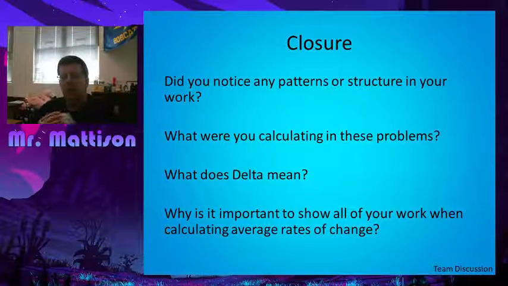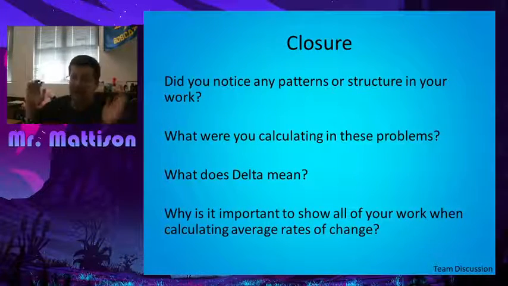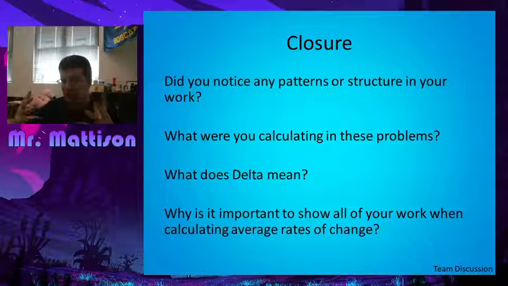All right, so in these problems, we're calculating the average rate of change, right? So we're taking the starting amount, the ending amount, we're subtracting those and saying, hey, over this time period, the average change is this. That is not going to mean it is constant, but that is the average change, right? The delta means change in, so it's the value minus the other value or the difference in those.